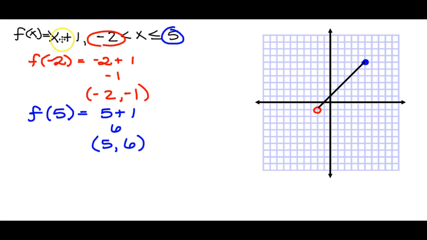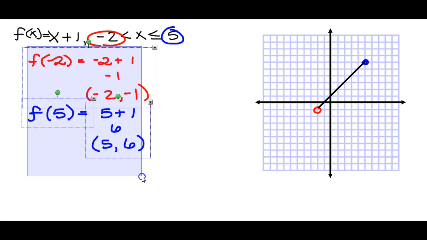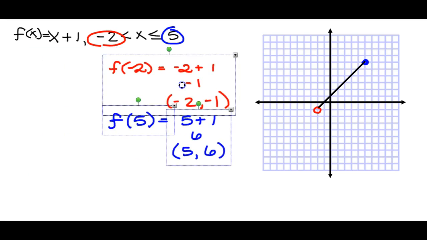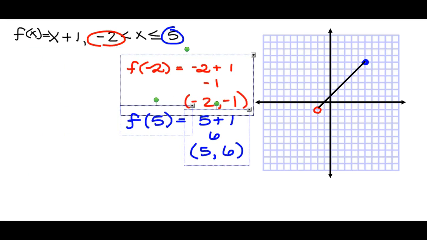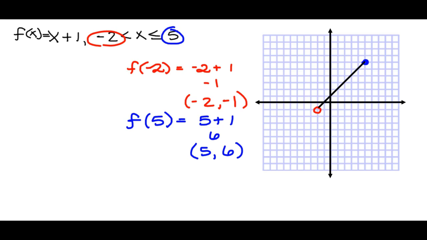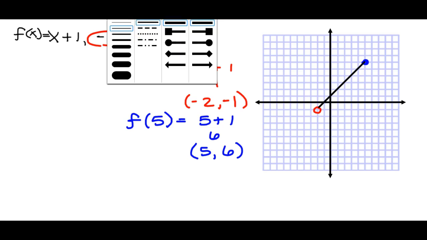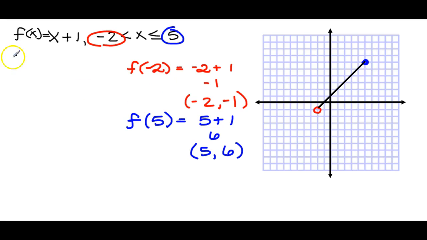Actually, I wonder if I can, we're going to try moving it. Let's try moving this over. Yay, that works. Okay, so now I'm going to do the other piece of this. It's going to be f of x equals 2x minus 1 when x is greater than 5.